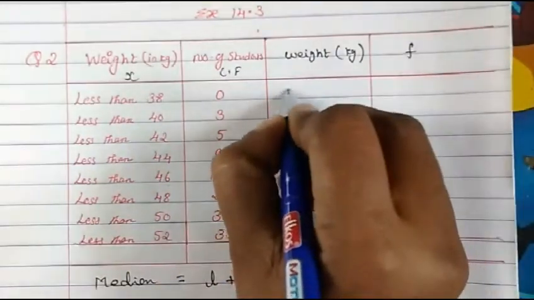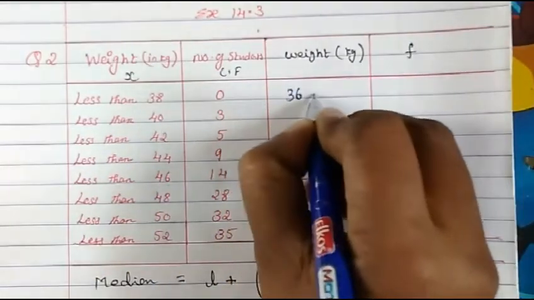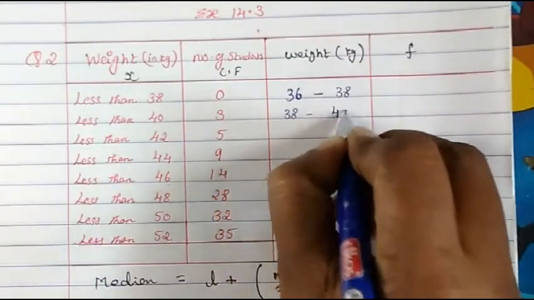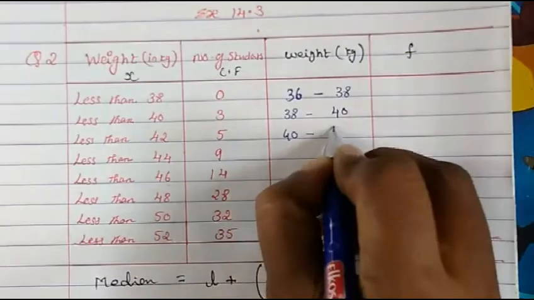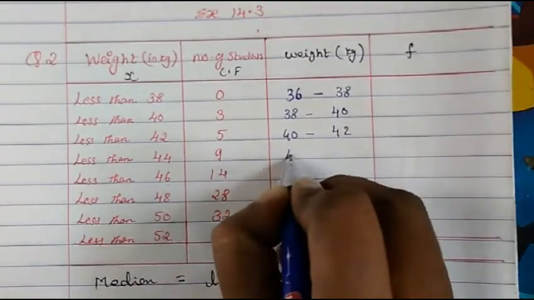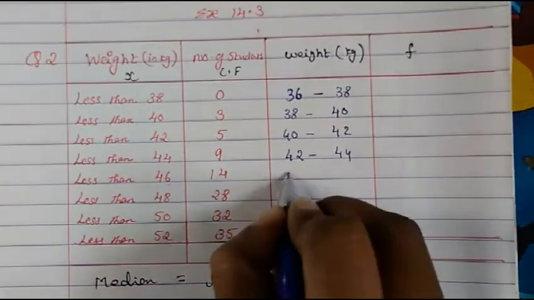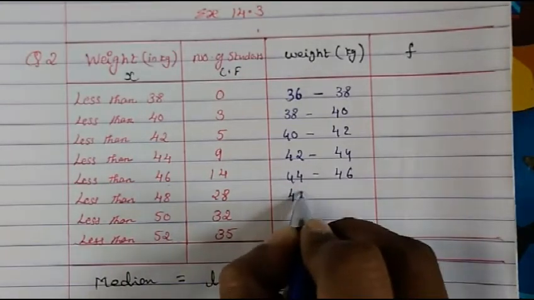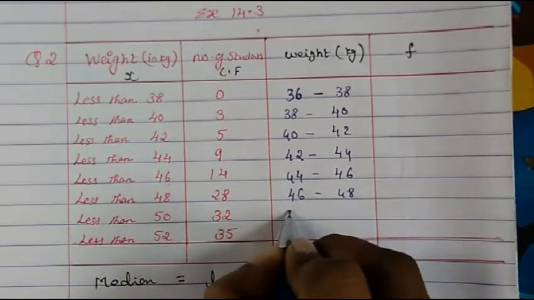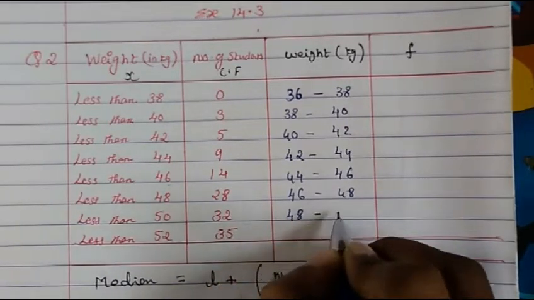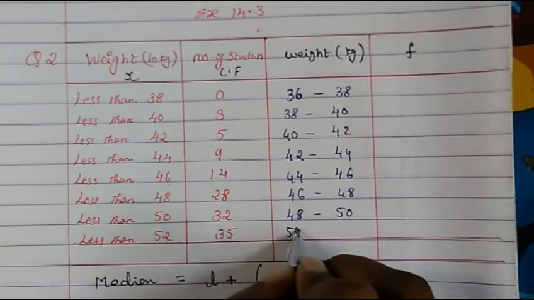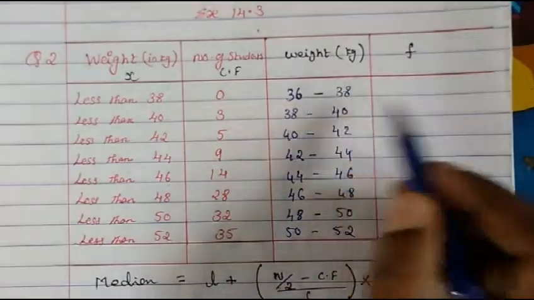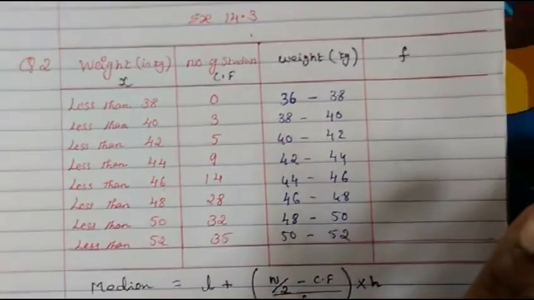So here we will take 36 to 38, then 38 to 40, 40 to 42, then 42 to 44, 44 to 46, 46 to 48, then 48 to 50, 50 to 52. You see, a difference of 2 we have taken. So then frequency, now how to prepare?